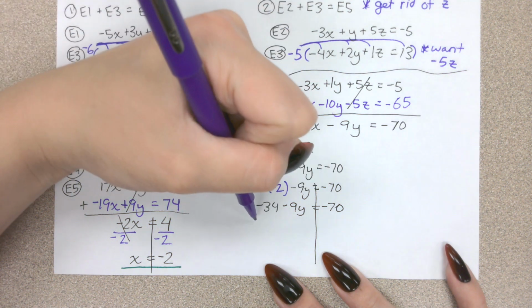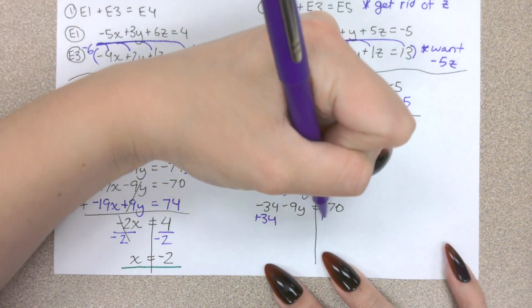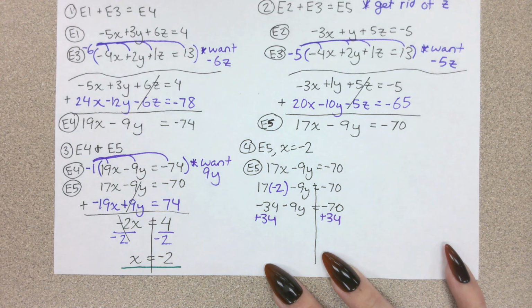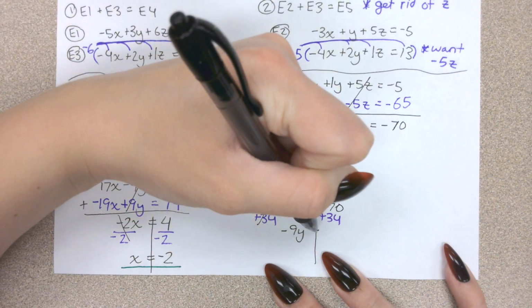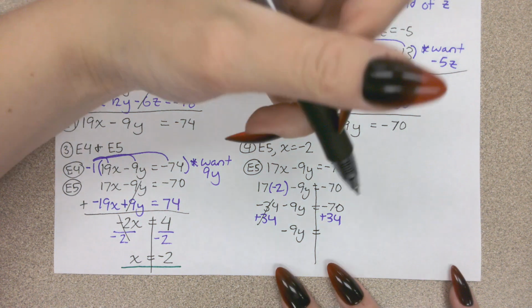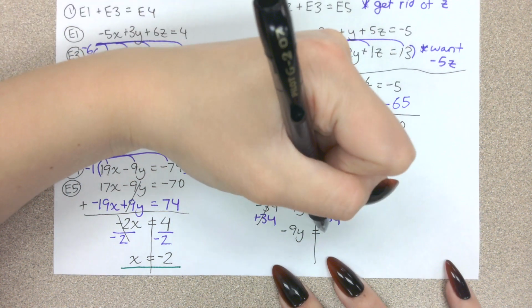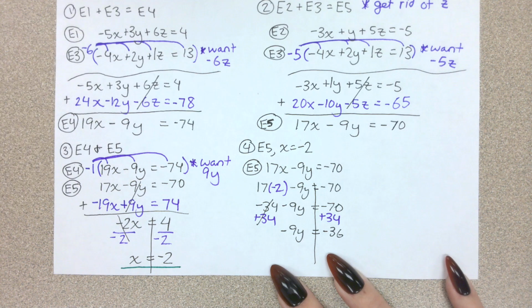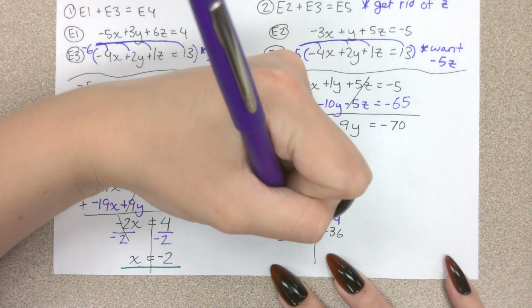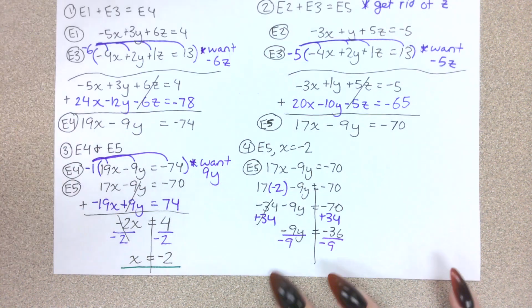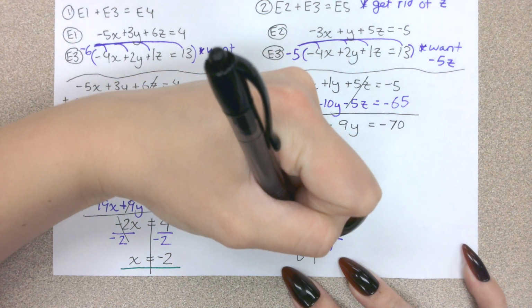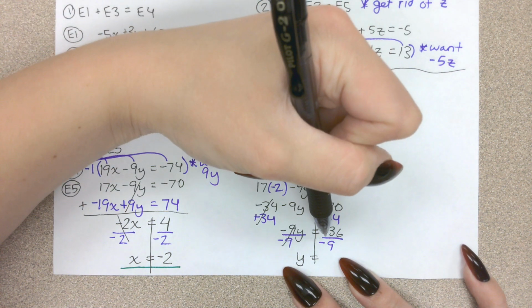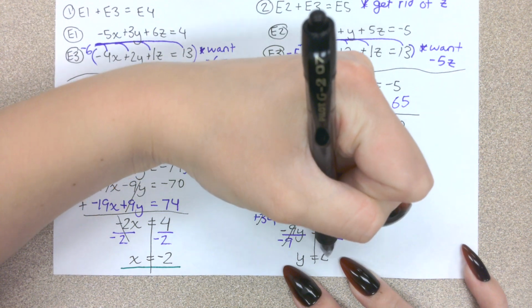2 steps to solve. We'll add this 34 over on both sides, and they cancel. Negative 9y equals negative 70 plus 34, which is negative 36. Divide by negative 9 on both sides. Y equals negative 36 over negative 9, which is positive 4.